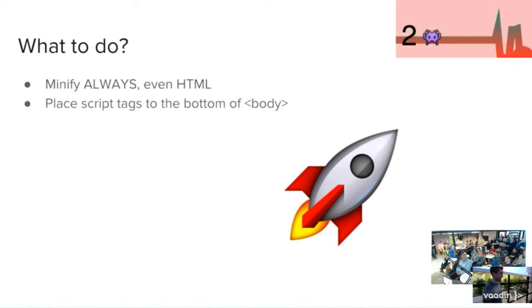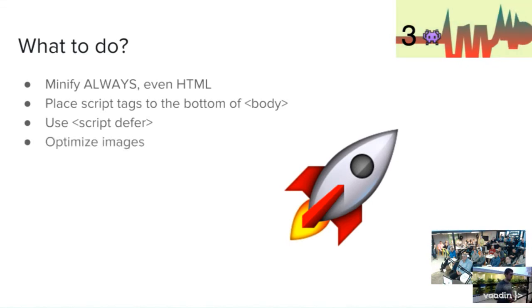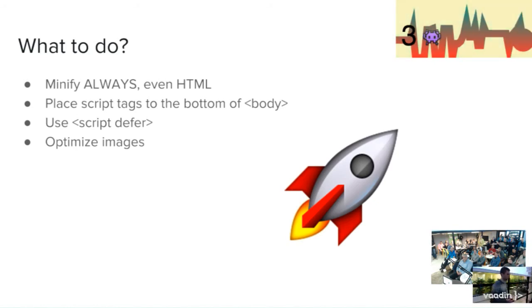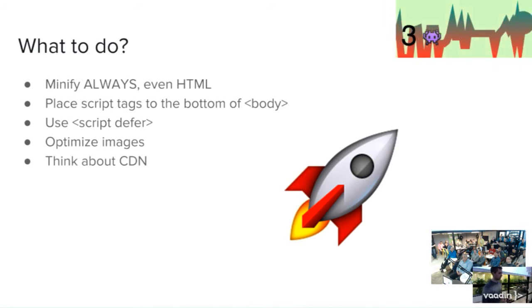Yeah, and then you can place the script tags at the bottom of the body, or also pretty much the same effect if you use the defer attribute on the script files. So it doesn't matter, but please do either one of those. And then optimize images, even though it didn't do any improvement in here. Usually, in normal cases, it has a great impact, so I'm recommending to do that. And then think about CDN.